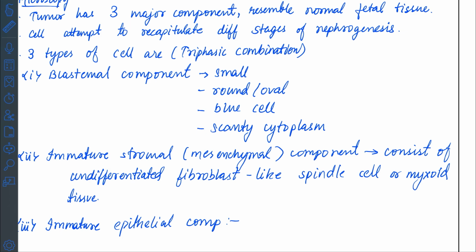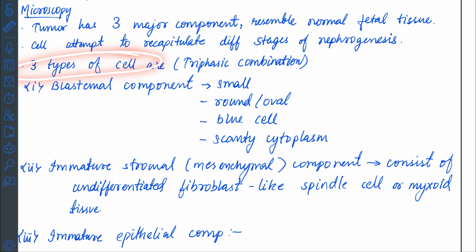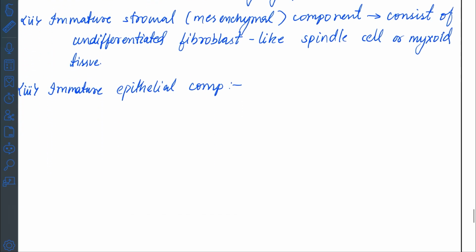Now the second component is the immature stromal or mesenchymal component. They have undifferentiated fibroblast-like spindle cells. So spindle cells are there, myxoid tissue is there, and these are undifferentiated fibroblasts. And the third and last one is the immature epithelial component. These are the three types of cells seen: blastemal component, immature stromal, and immature epithelial cells. With this, we are done with Wilms tumor and we are also done with renal pathology.